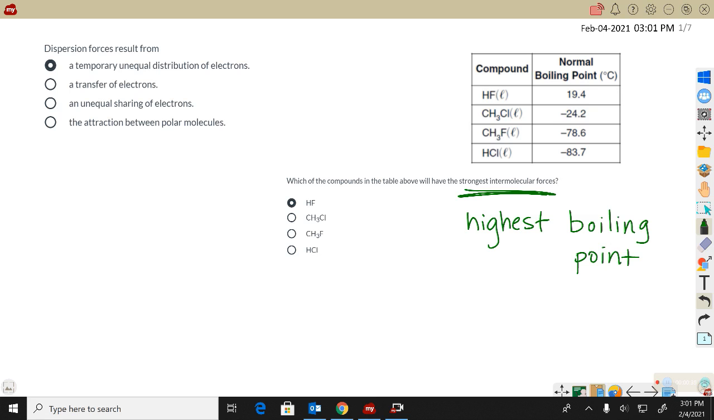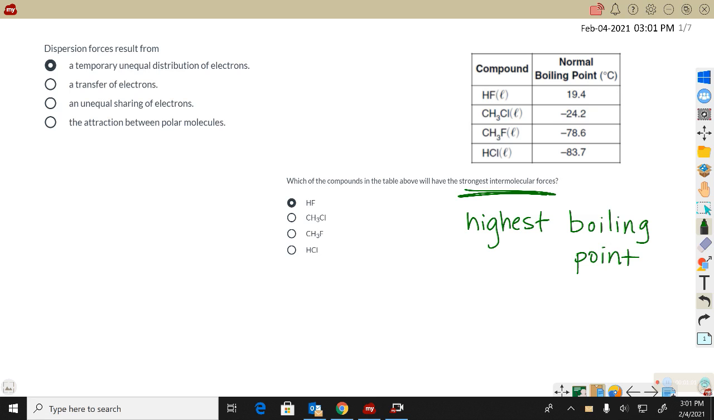Question 2 gave you a table of liquids and their normal boiling points. It asked which liquid had the strongest intermolecular forces, which means the particles are most attracted to each other. Well, if they're the most attracted to each other, we should see the highest boiling point, or melting point if it was a solid. So it should be the HF.